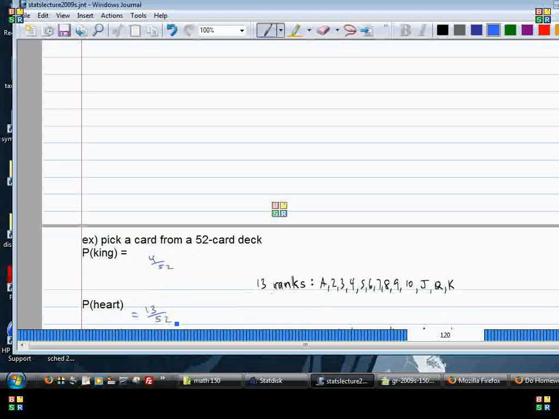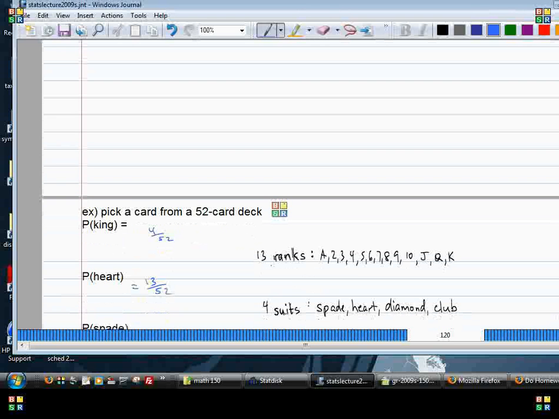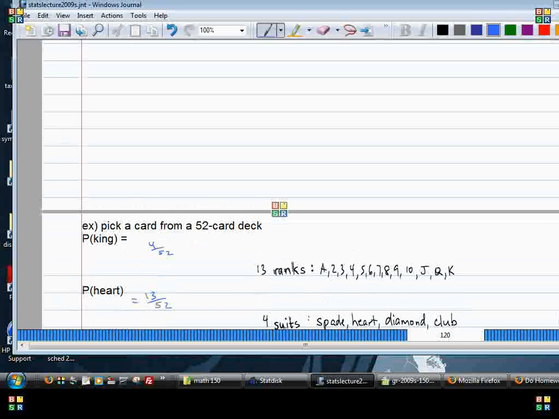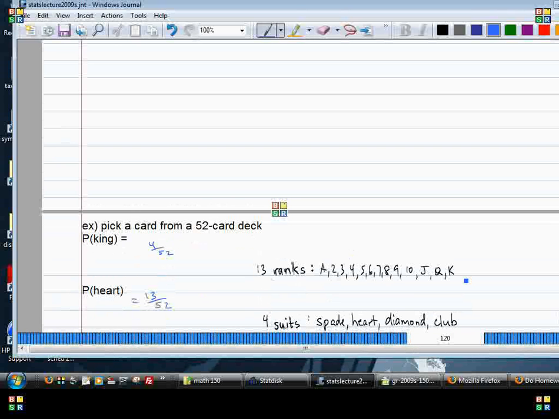Now why is that? Well, every deck of cards has 4 suits. The suits are spades, hearts, diamonds, and clubs. So for example, we said there are 4 kings. What are the 4 kings? King of spades, king of hearts, king of diamonds, king of clubs. So how many aces are there? 4. What are the 4 aces?